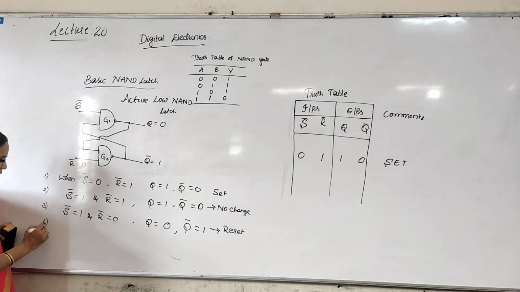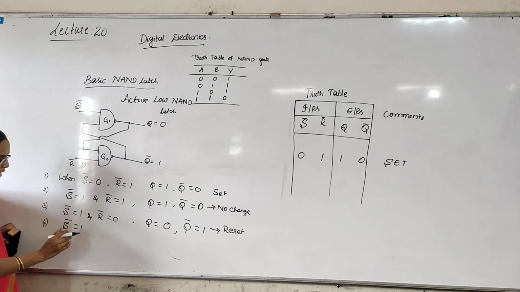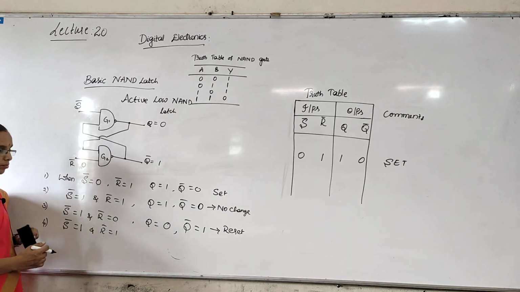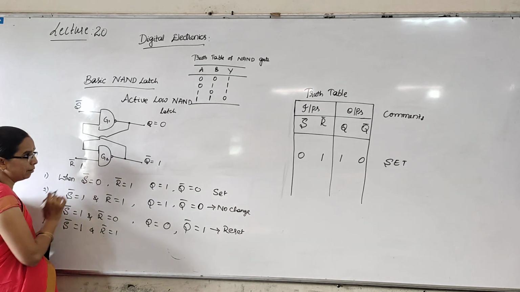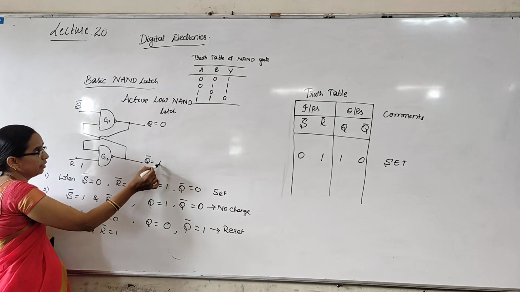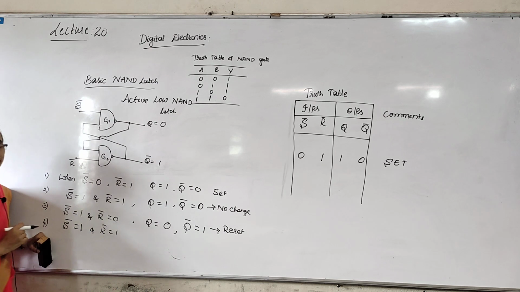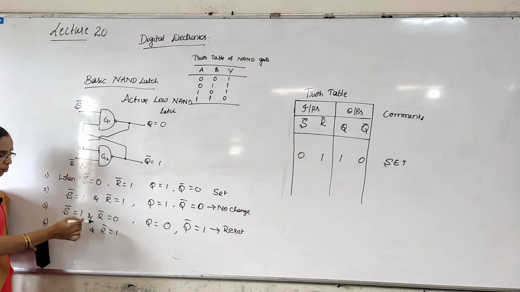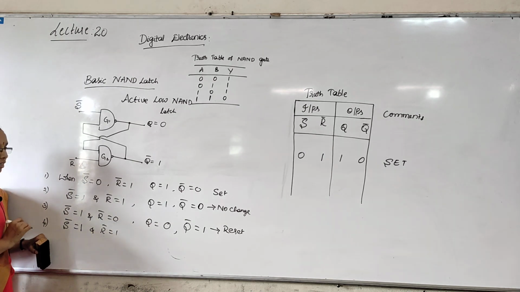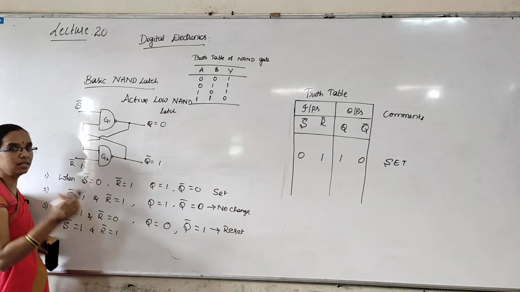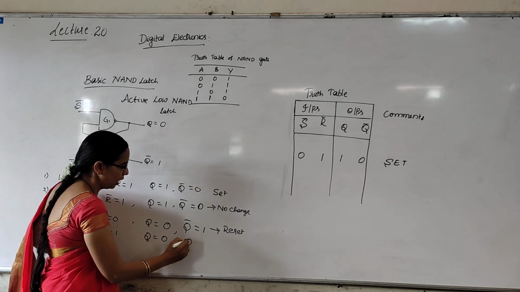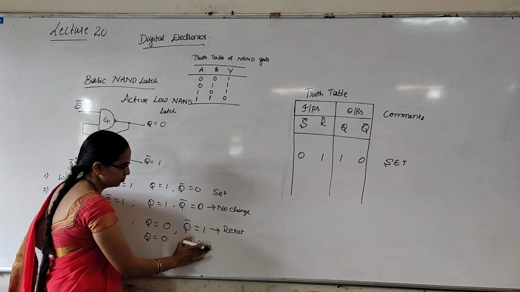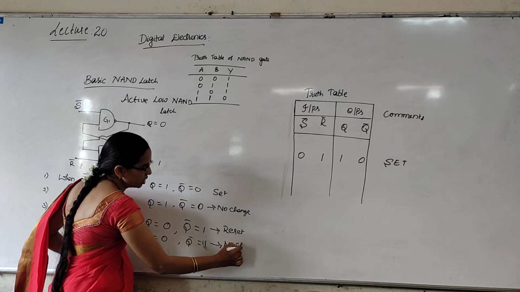Again, in the fourth step, I will make S bar as 1 only, and R bar also I will make 1 only. So R bar was 0, I made it 1. What happened? 0 and 1 remained 1, 1 and 1 remained 0. I changed only the input R, that means both are at 1 and 1, then the output remains at the same previous output, that means Q remained at 0 and Q bar remained at 1. So again I got the no change condition.